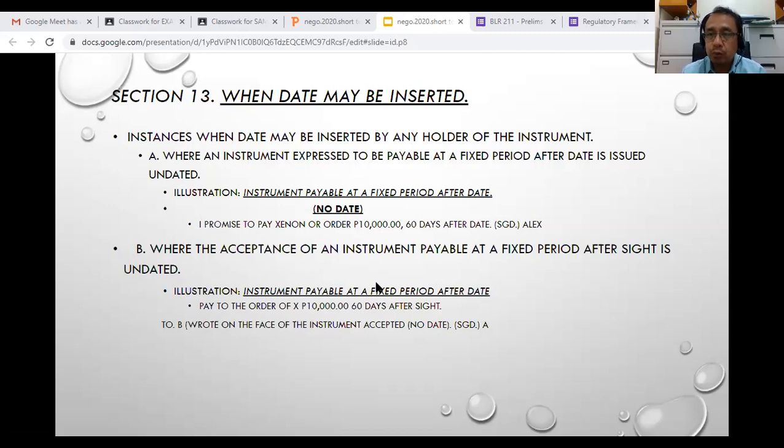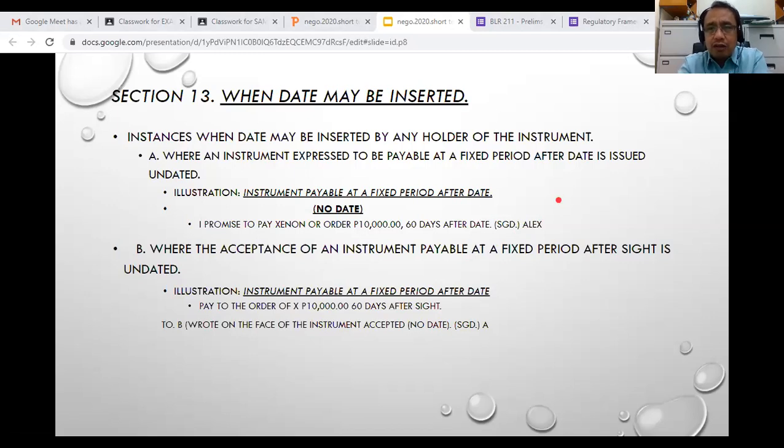Ha? Ang ilagay mo na lang na date is the date of the presentment. And when did you present the instrument for acceptance? You presented it on September 2. So you compute 60 days from September 2 of 2020. Okay? So 28 days na kaagad yun, plus 32 days, that would be November 1. Tama? So that will be the due date of your instrument. Okay? In-stress ko dito that the holder must insert the true date.